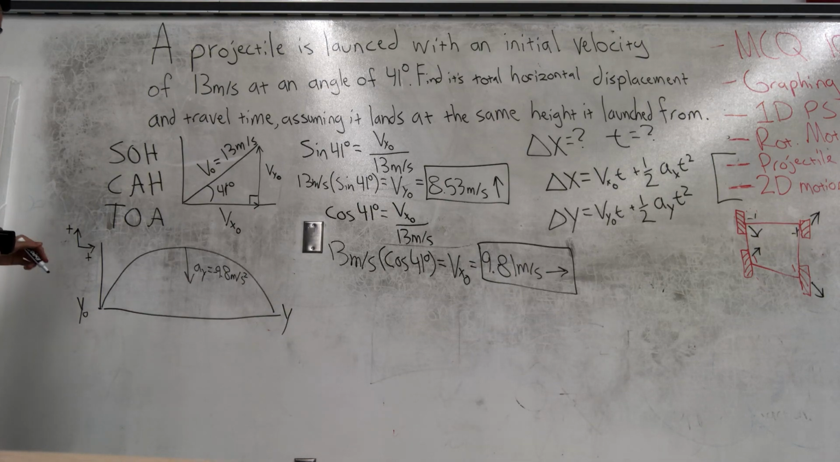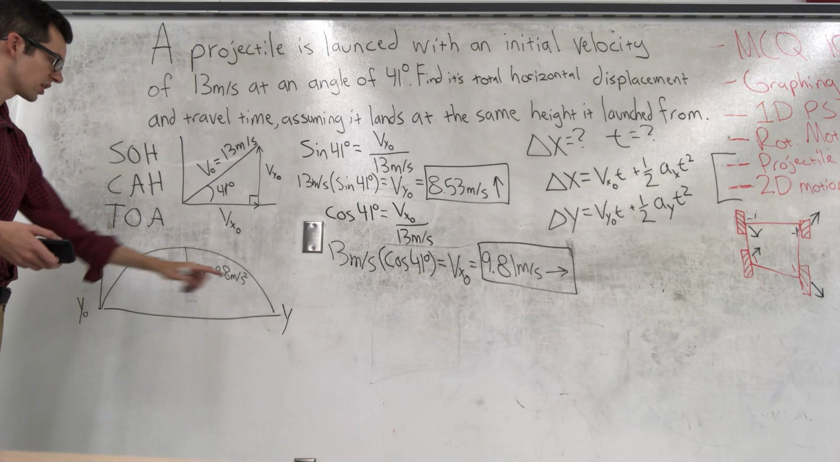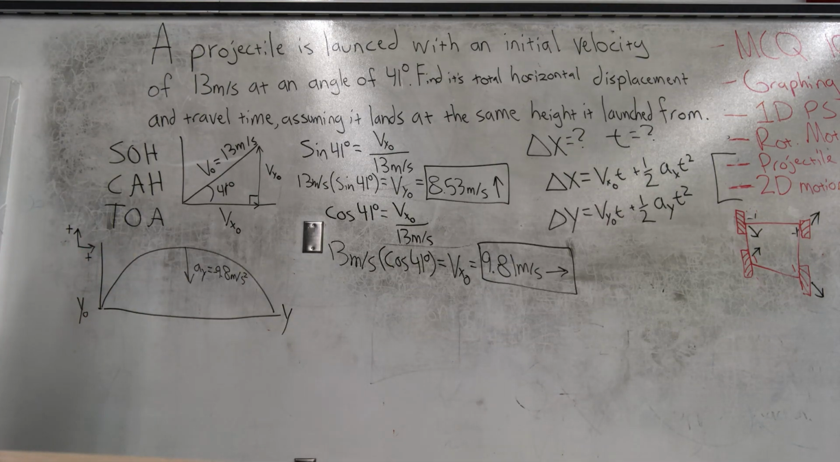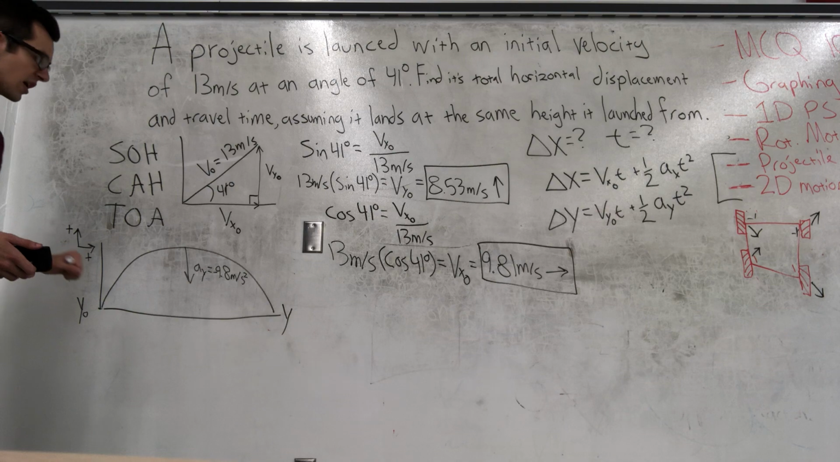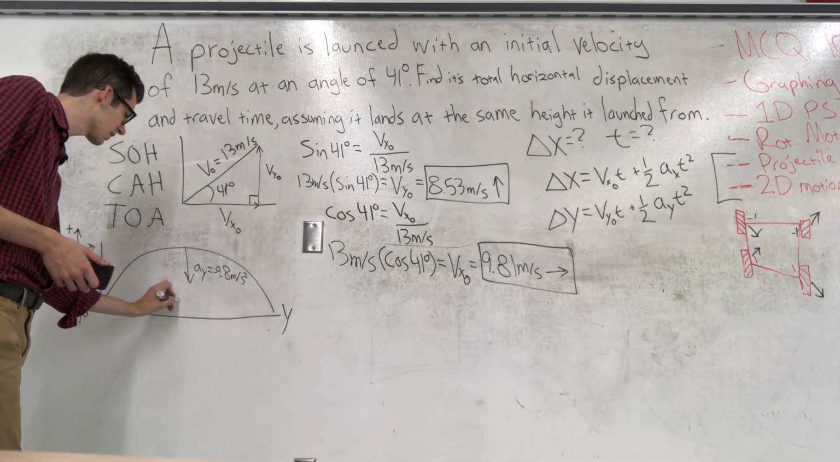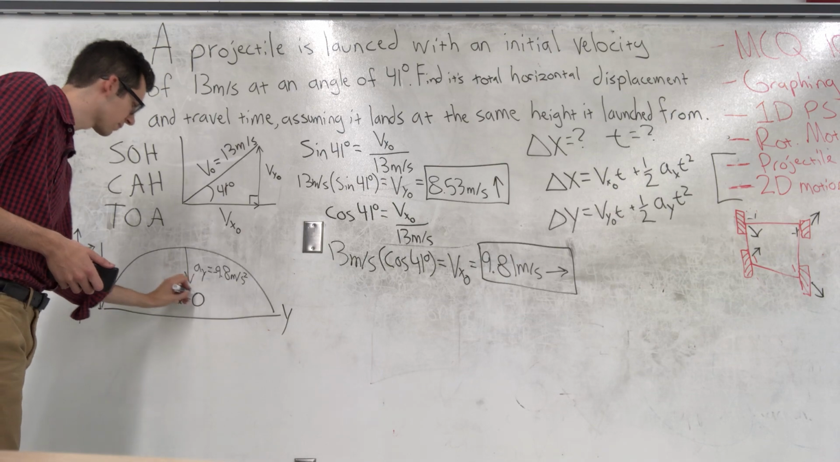positive direction of motion. For the x direction, another thing we can say is the only thing that would slow down our projectile is air resistance, and we are going to ignore air resistance for this problem. So ax is going to be 0.